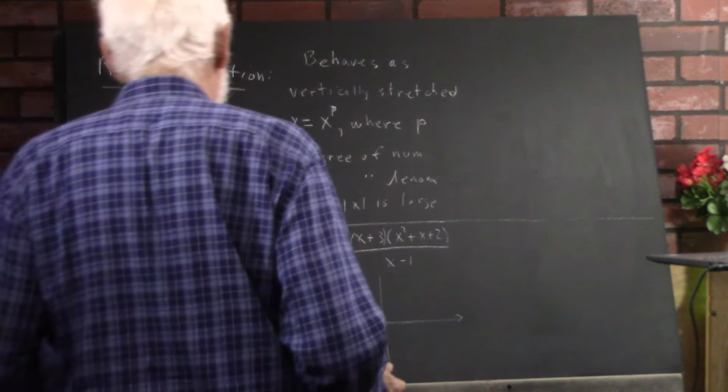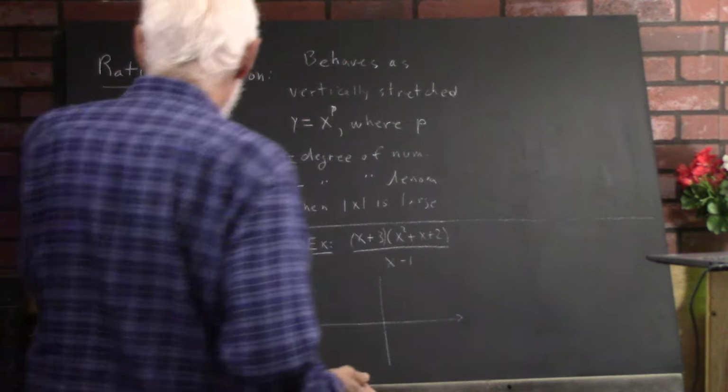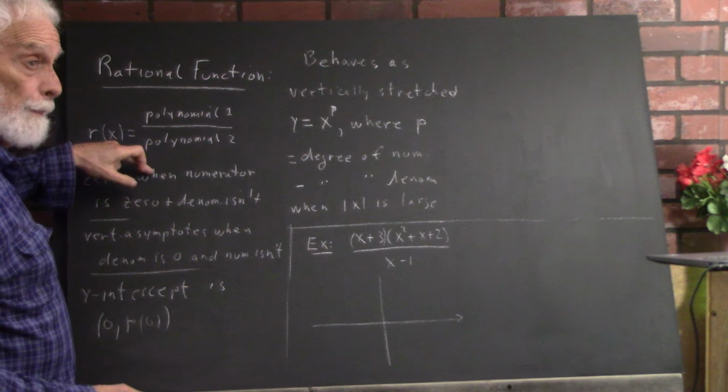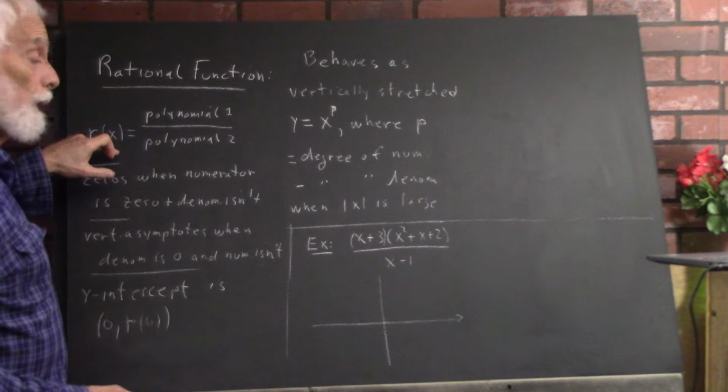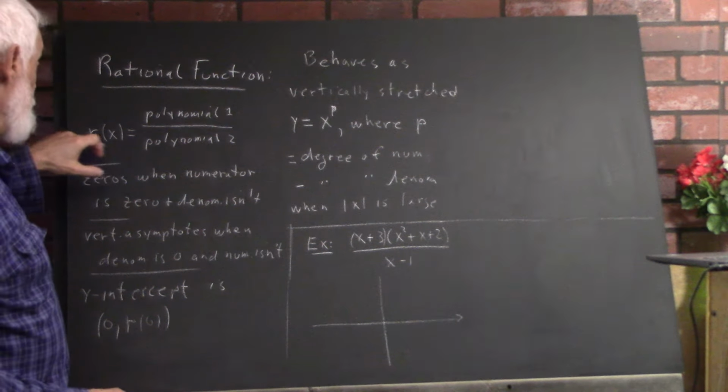Summary of what we should know about rational functions. A rational function is a function where you have a polynomial divided by a polynomial. We use r of x to indicate, in function notation, a typical rational function.